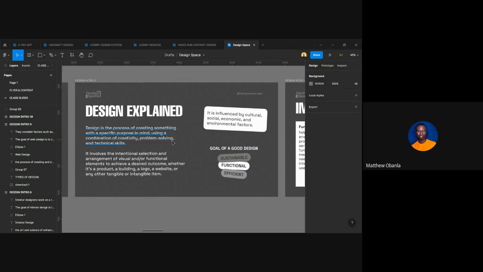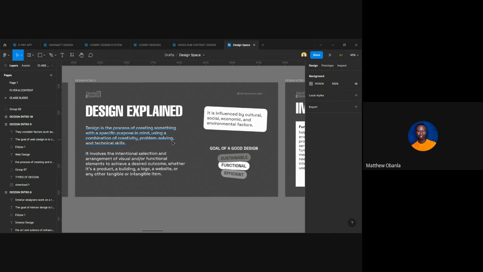So, like I mentioned, it involves the intentional selection and arrangement of visuals or functional elements to achieve a desired outcome, whether it is a product, a building, a logo. You can see what I'm saying. So design is something that applies in so many places.